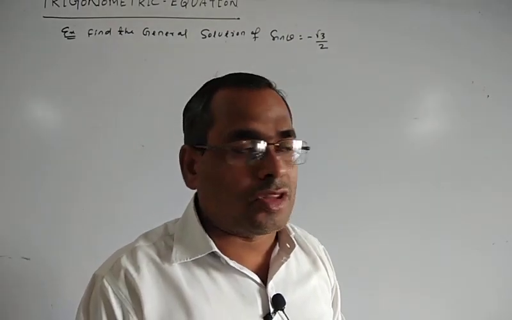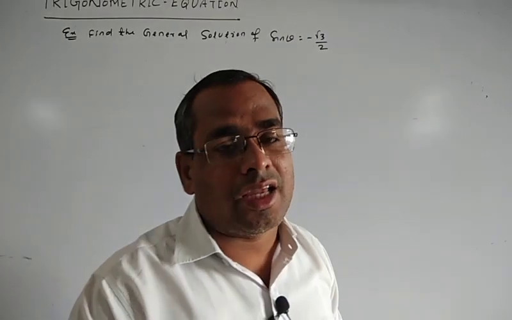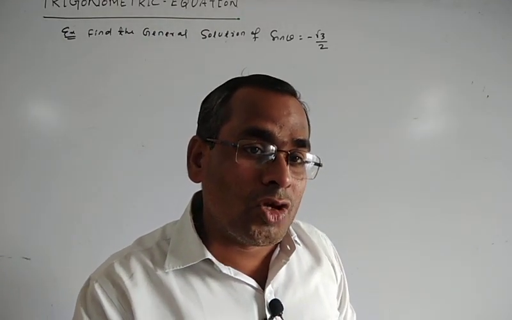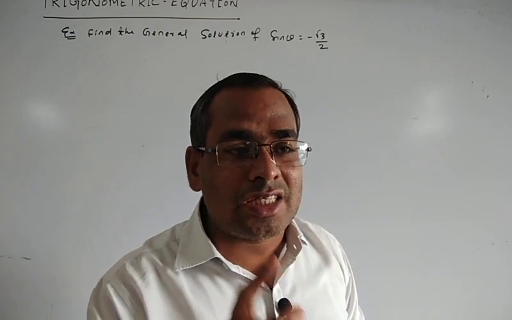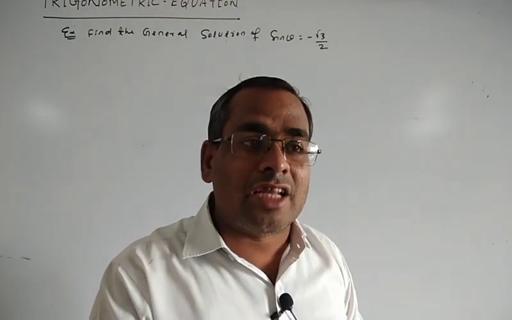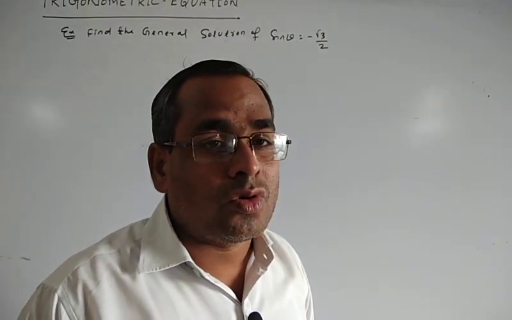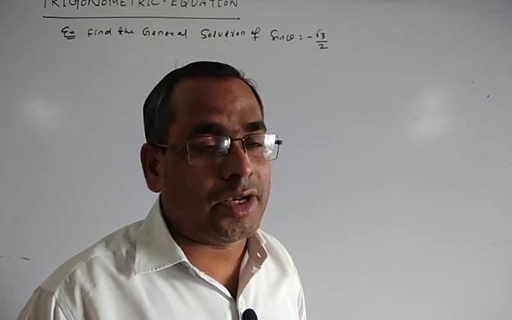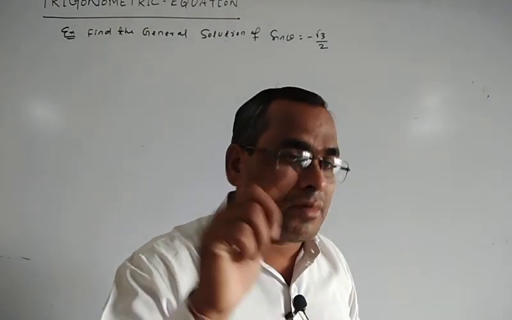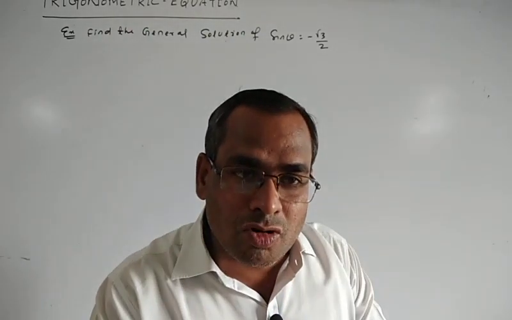First you have to express this equation in the sin theta is equal to sin alpha style, because for the sin theta is equal to sin alpha form you will apply the formula. So what is alpha? First you have to find alpha whose sin value is equal to minus root 3 by 2, and that alpha belongs to the closed interval minus pi by 2 to pi by 2. The angle will lie within minus 90 to 90 degrees.